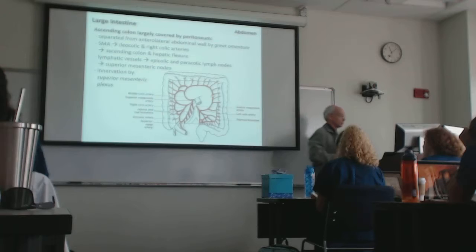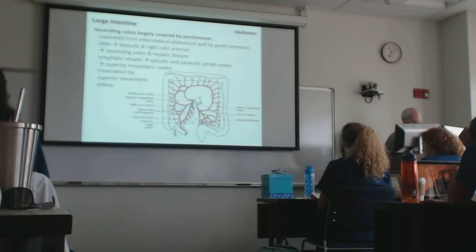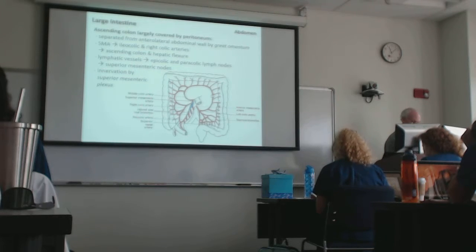The other thing I would have you pay attention to is these are called colic arteries. So you have usually what is called a sigmoidal artery. Well, you see a sigmoidal artery coming down here. This is going to be called the right colic artery, and this is the middle colic artery.